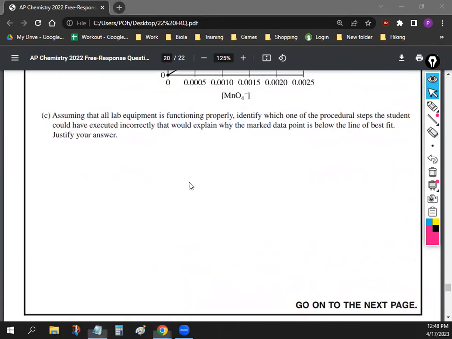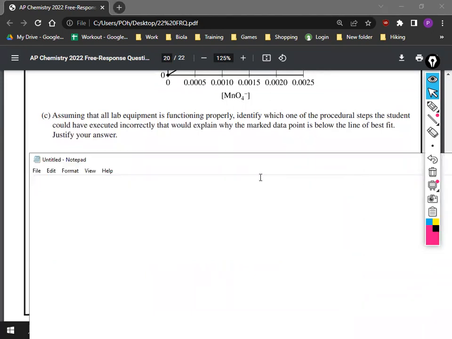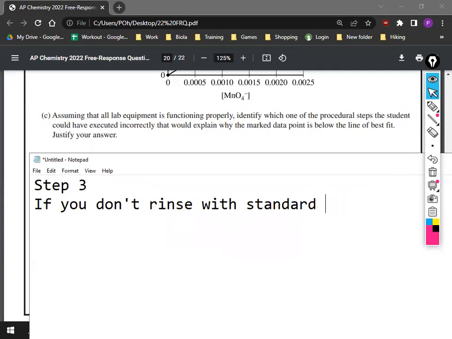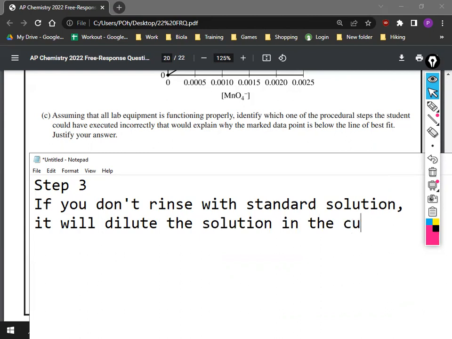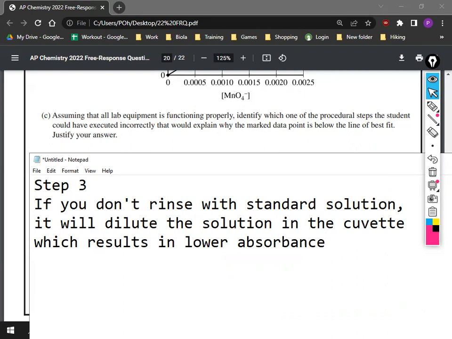So if you guys want to jot this down, I guess I can write it out for you. But the answer is going to be no. Step 3. And it's because if you don't rinse with standard solution, it will dilute the solution. Okay. That's it. Super simple. And if you want to go more in detail, which results in lower absorbance. Okay, just something along those lines.